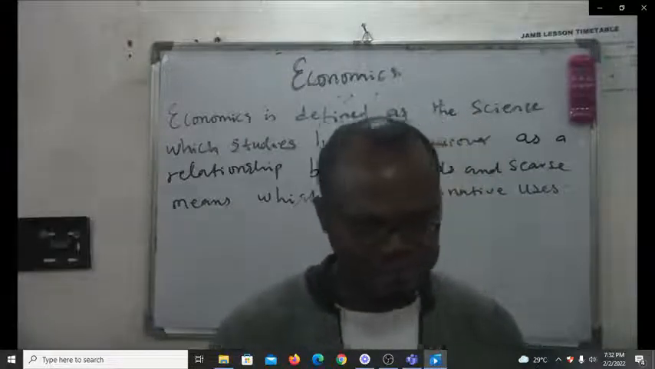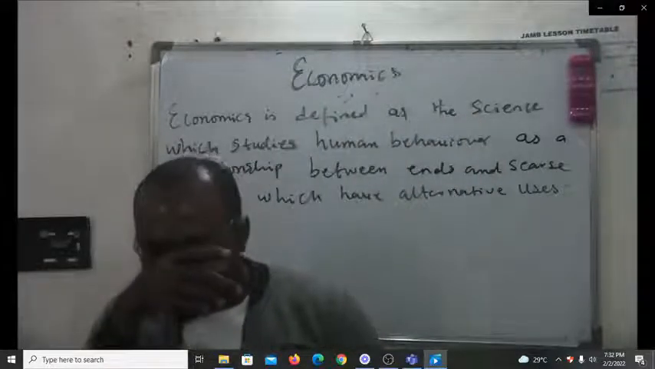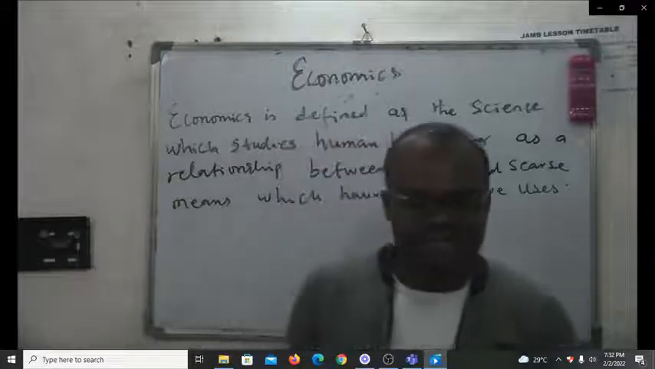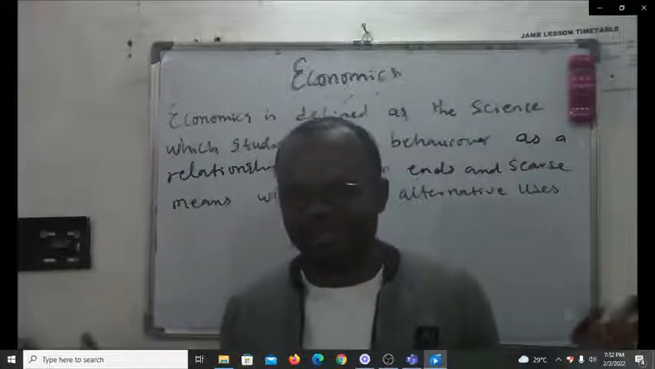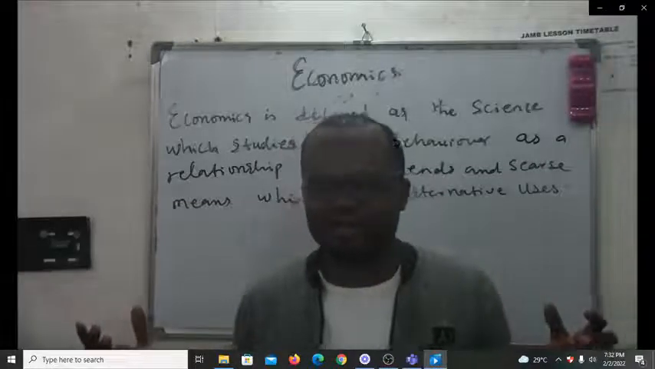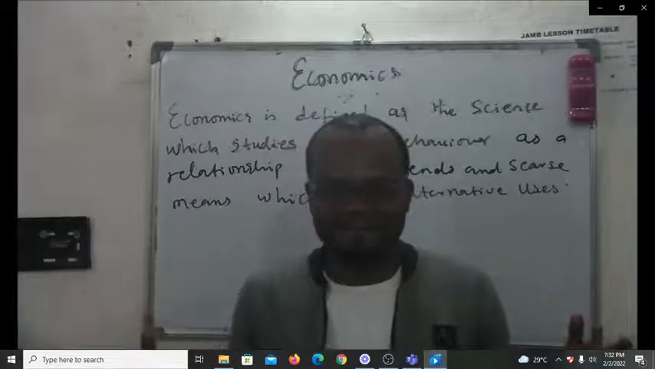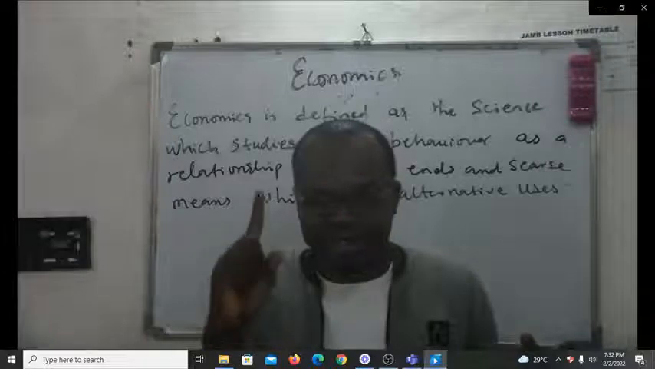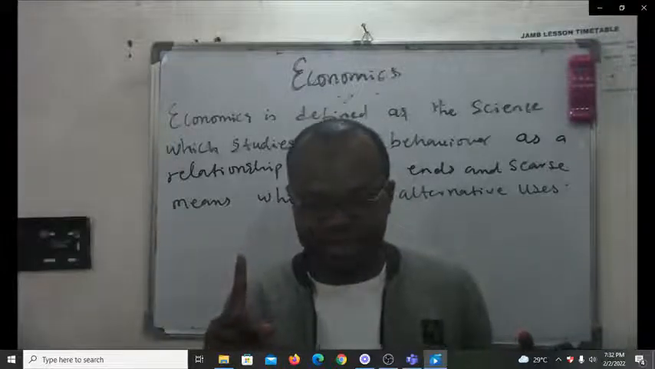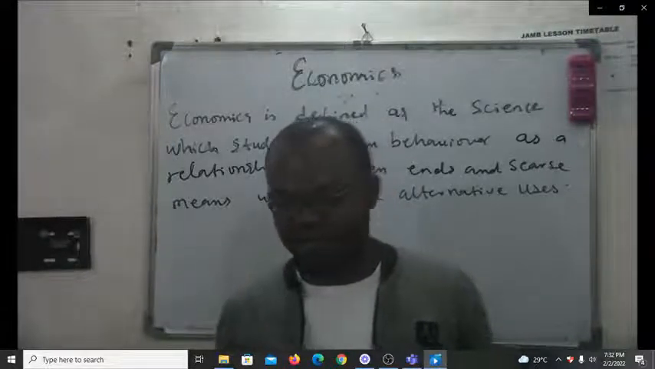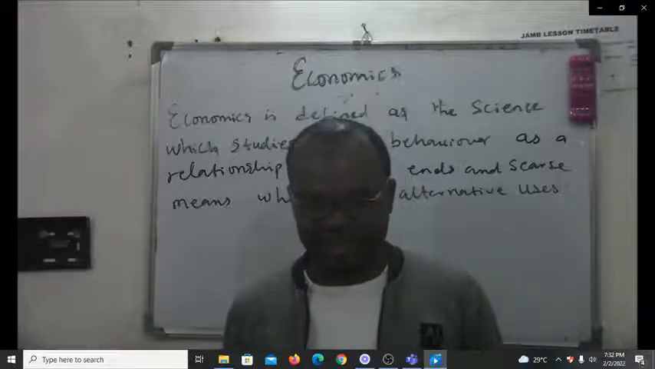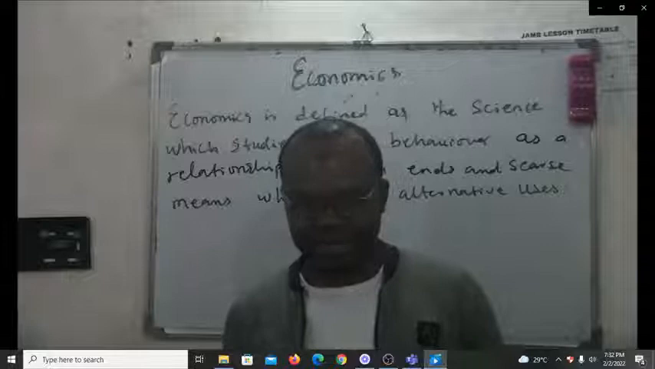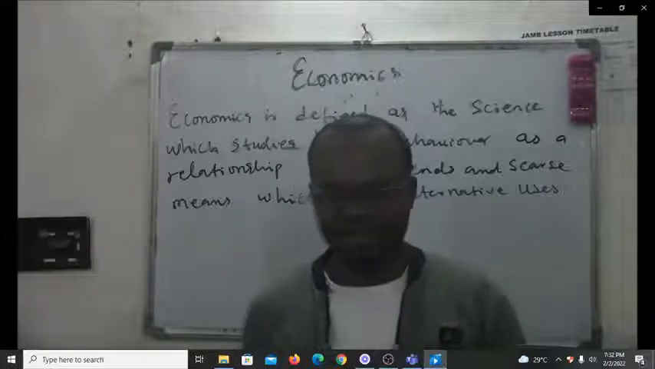Is that clear? And JAMB is going to ask you, which of the following is not a definition of economics? And they will give you different kinds of definition, like buying and selling. Buying and selling is just one aspect of economics. Production of goods and services, one aspect of economics. Marketing, one aspect of economics.